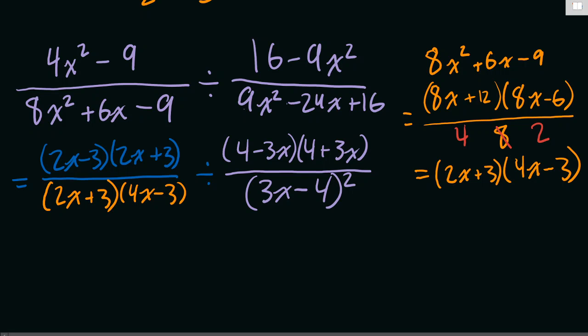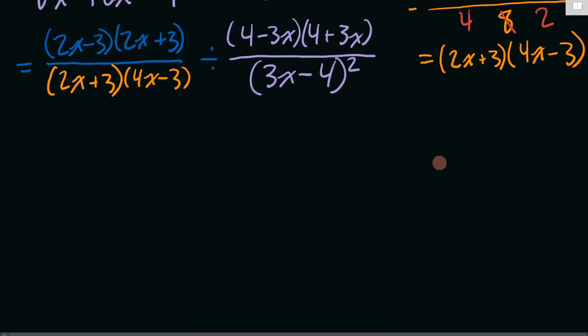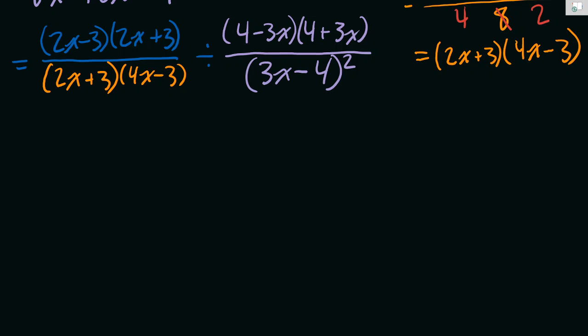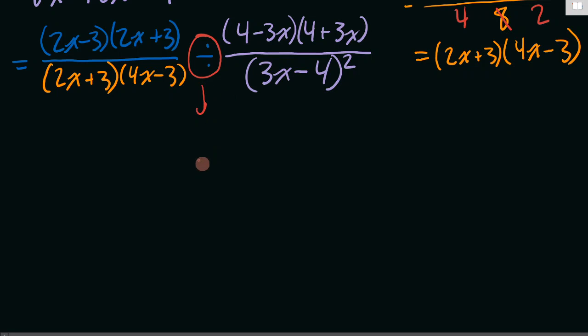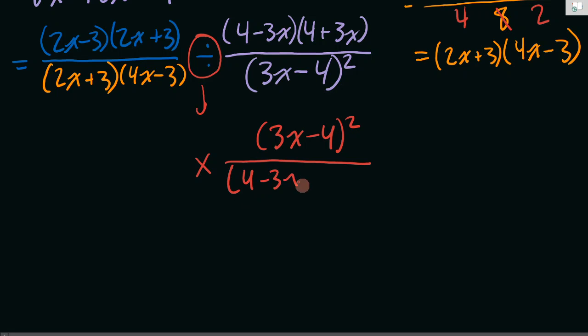Okay, so now let's deal with our division. When we are dividing by a fraction, we need to change this to multiplication by the reciprocal. So this (3x - 4)² ends up on top, and this 4 - 3x and 4 + 3x end up underneath.